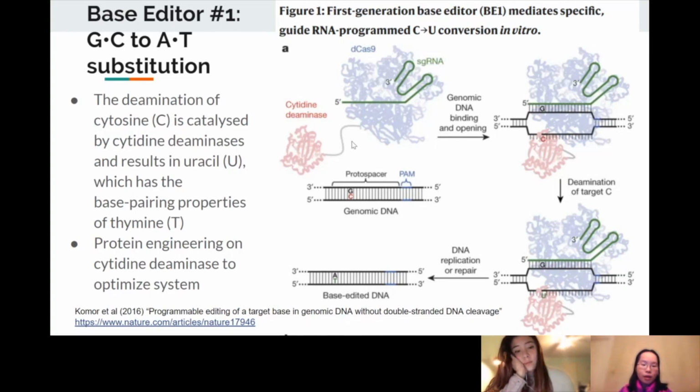After fusing the dCas9 with the cytosine deaminase, the group then did some protein engineering on the cytosine deaminase to optimize this activity of switching out the C for a U, which gets converted into a T.